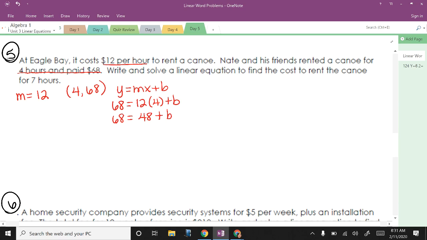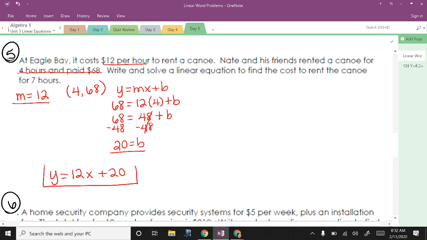Now what? Subtract 48 everywhere. What's 68 minus 48? 20. So that means it probably costs $20 to even go rent a canoe anyway, and then it's $12 per hour you're out there on the boat. So my equation is y equals 12x plus 20. Does that make sense?